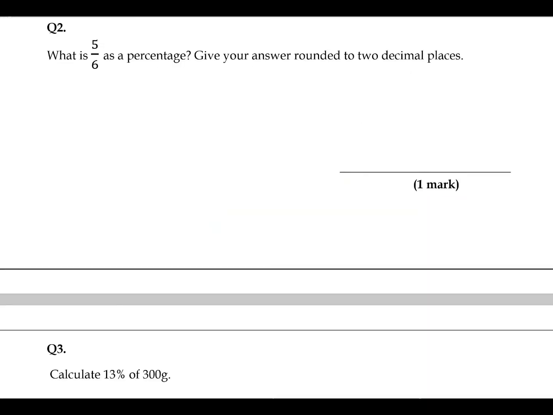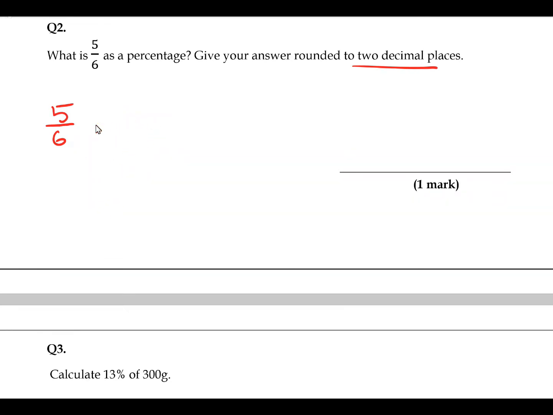Question 2. What is 5/6 as a percentage? Give your answer rounded to 2 decimal places. So the first thing to do is maybe turn this into a decimal and then multiply it by 100. Because if we try and use equivalents, 6 doesn't go into 100 a nice number of times. It's not like having a 5 or a 10. So the best method to do this question is to actually turn it into a decimal and multiply the decimal by 100.